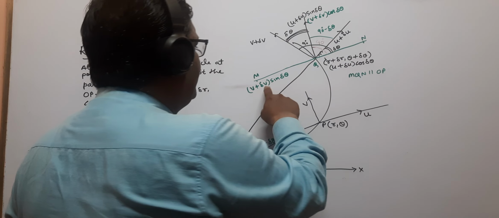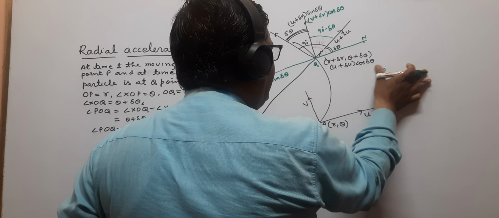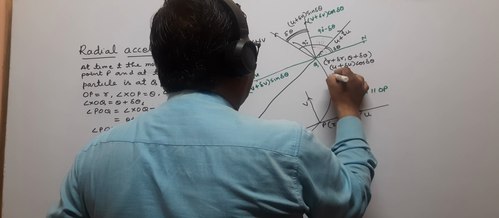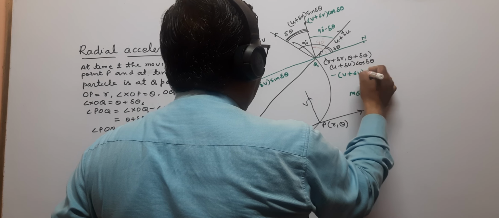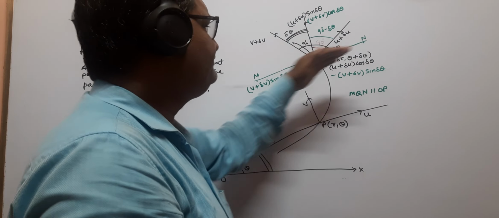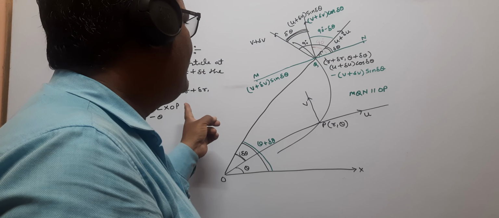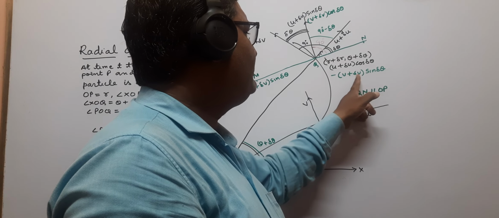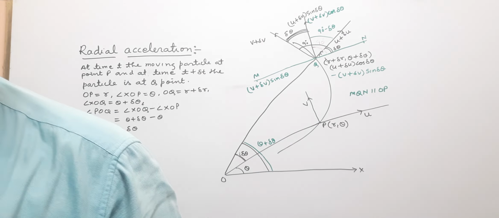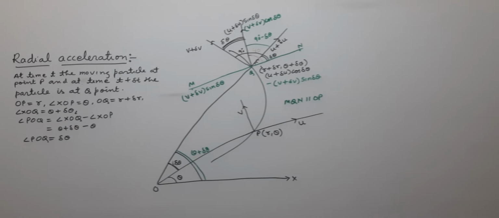Now this v plus del v sin del theta in opposite direction qn can be written as minus times v plus del v sin del theta, because the direction is opposite here. You can see here v plus del v sin del theta in the direction of qm and minus times v plus del v sin del theta in the direction of qn. Now we find the radial acceleration.